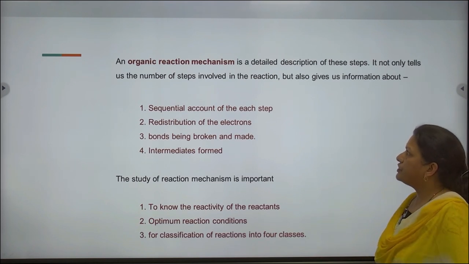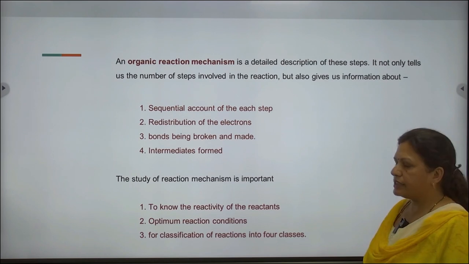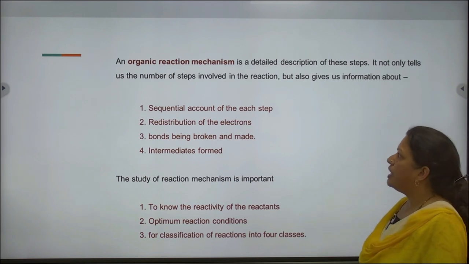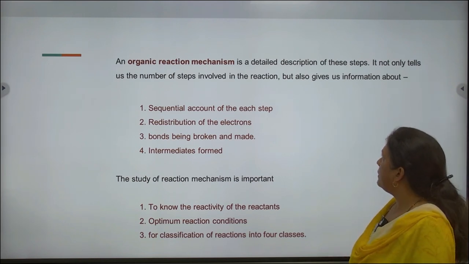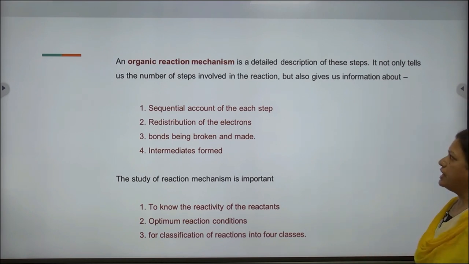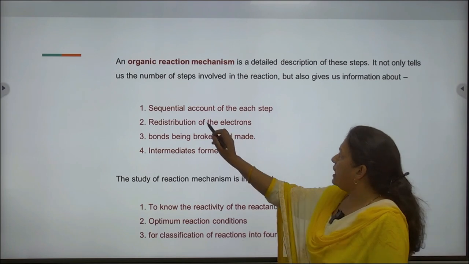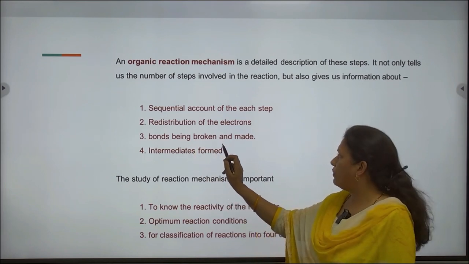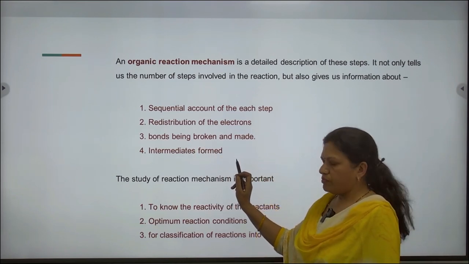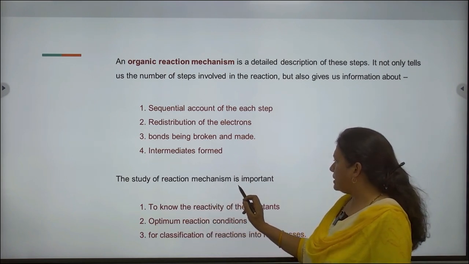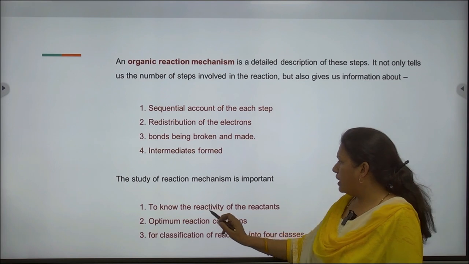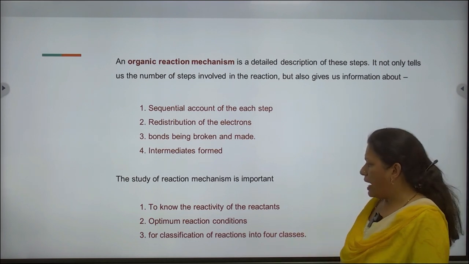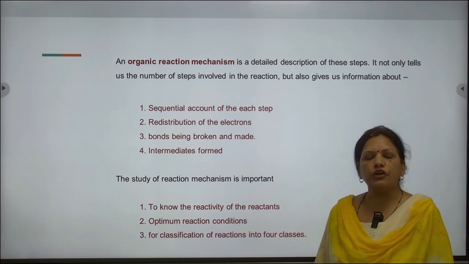An organic reaction mechanism is a detailed description of these steps. It not only tells us the number of steps involved in the reaction, but also gives us information about the sequential account of each step, redistribution of the electrons, bonds being broken and made, and intermediates formed. The study of reaction mechanism is important to know the reactivity of the reactant, optimum reaction conditions, and classification of reactions into four classes.